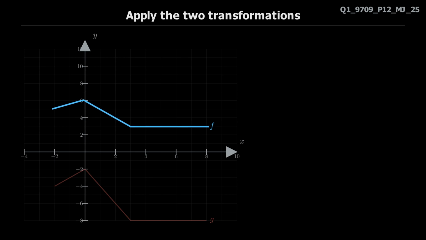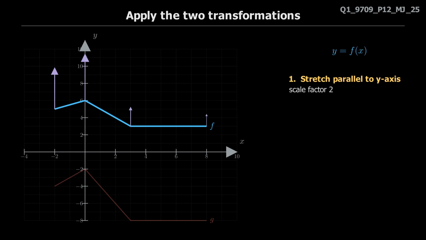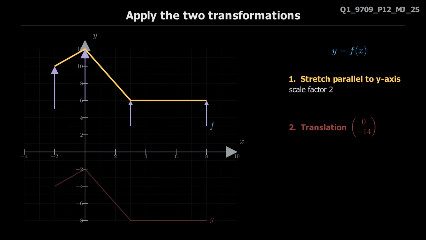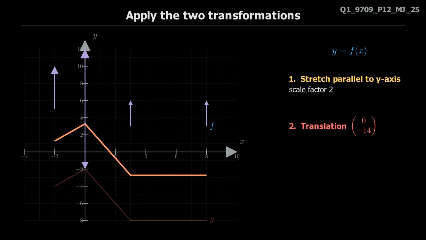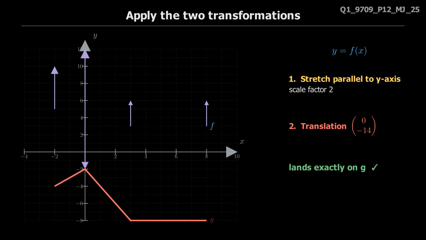Apply the transformations step by step, starting from F. Step 1. Stretch parallel to the y-axis, scale factor 2. Step 2. Translate by 0, minus 14, shift the graph down. The result matches G exactly. G of x equals 2f of x minus 14.